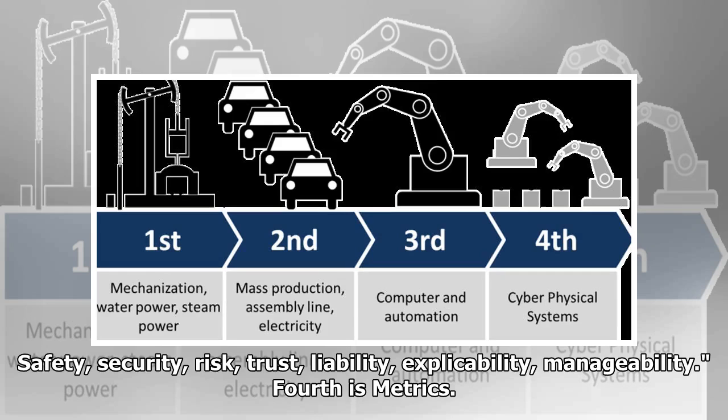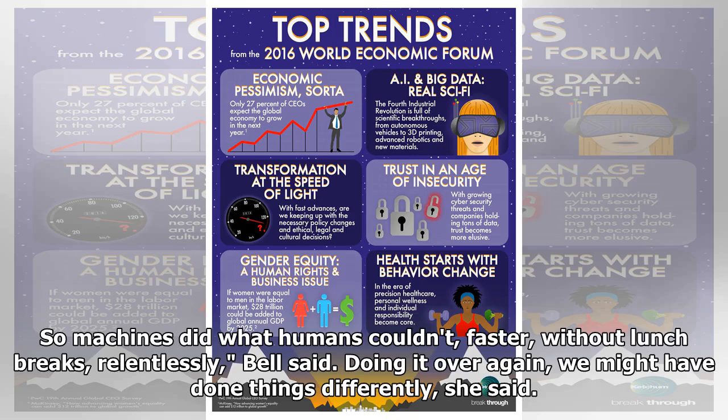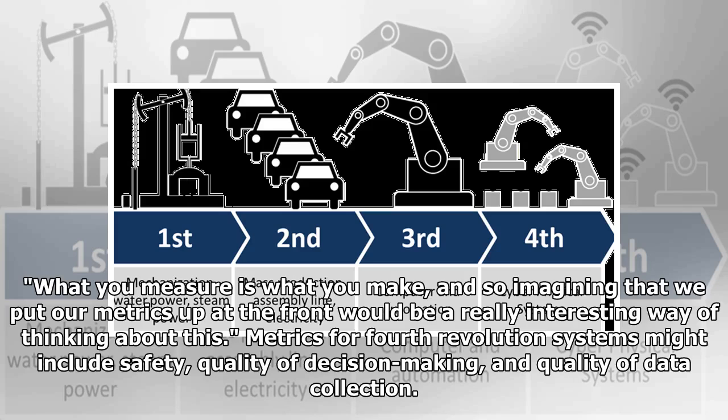Fourth is metrics. The Industrial Revolution thus far has proceeded on the notion that the appropriate metric was an increase in productivity or efficiency. So machines did what humans couldn't, faster, without lunch breaks, relentlessly, Bell said. Doing it over again, we might have done things differently, she said. We might have included environmental sustainability as a metric. What you measure is what you make, and so imagining that we put our metrics up at the front would be a really interesting way of thinking about this.